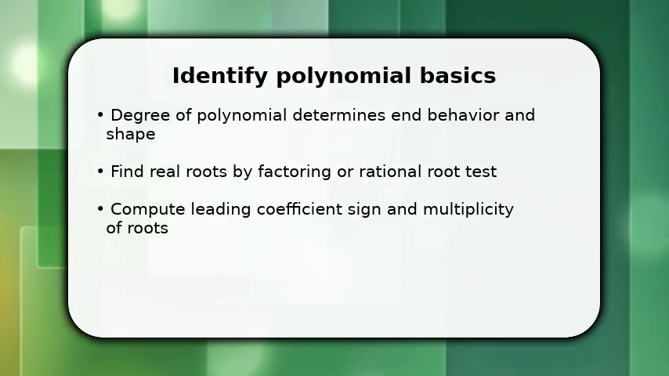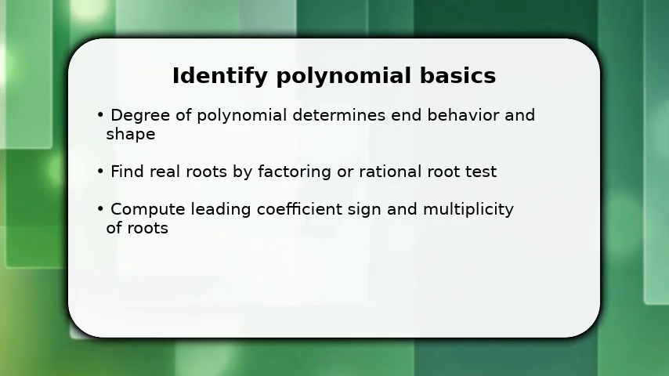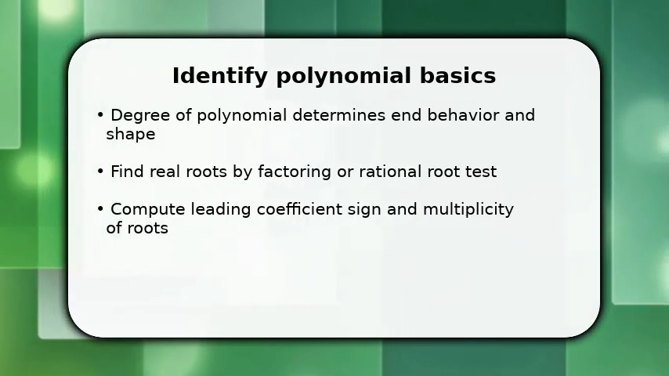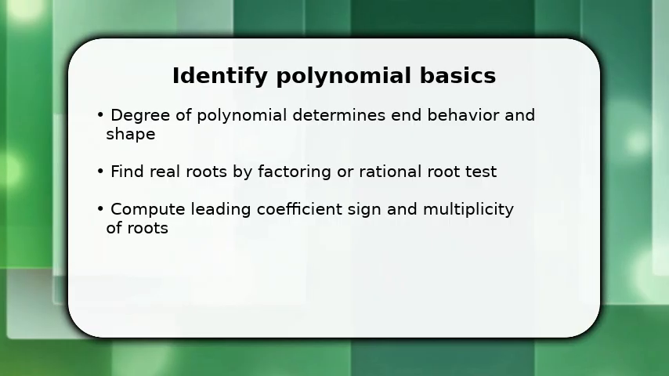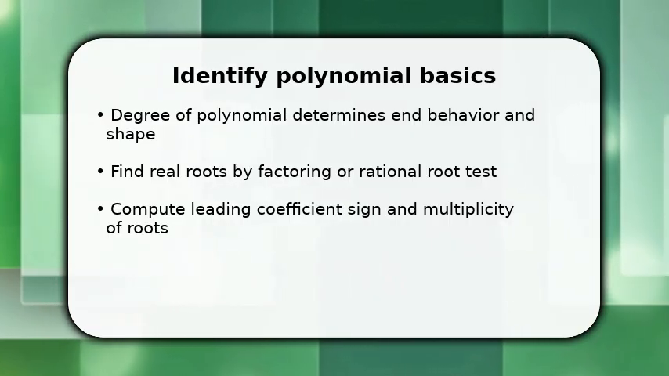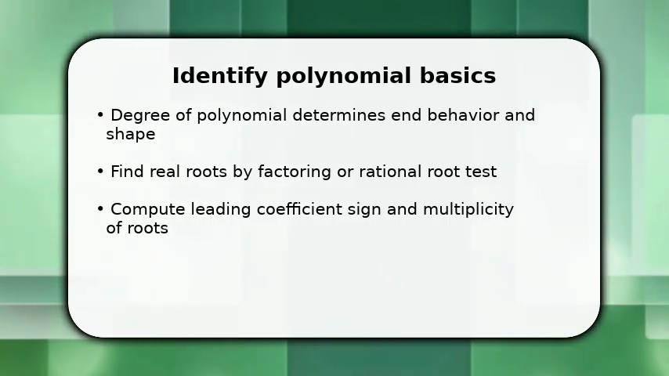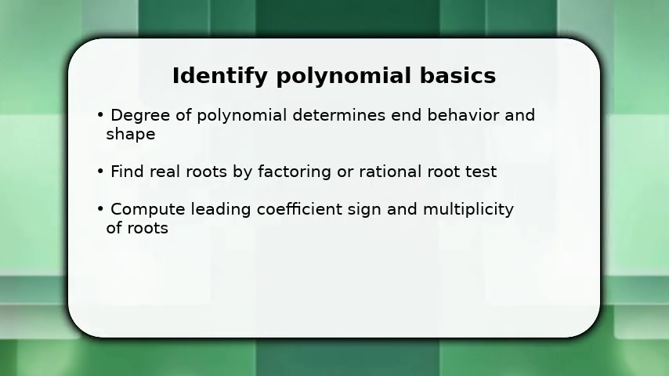Sketch a quick table. Left-hand and right-hand behavior from degree and sign, then mark each root on the x-axis. Make sure to label values and scales. Simple axes and correct spacing prevent distortions later on.